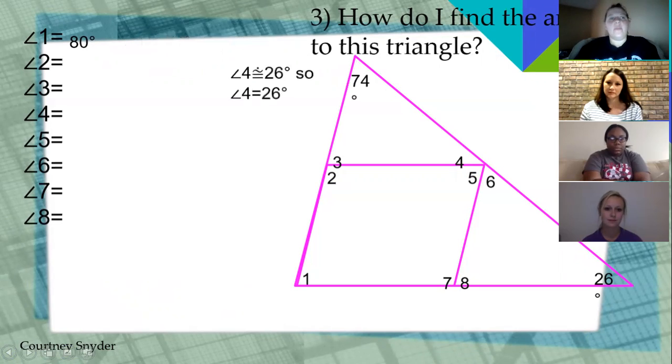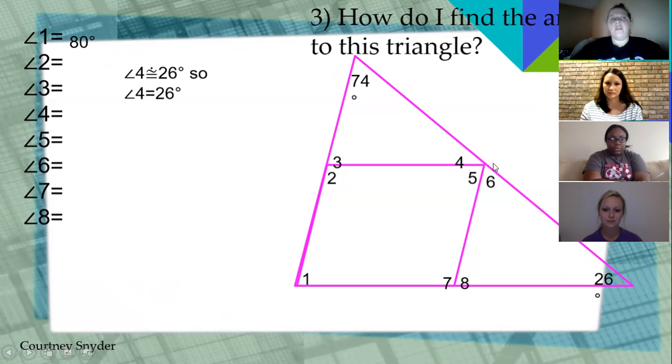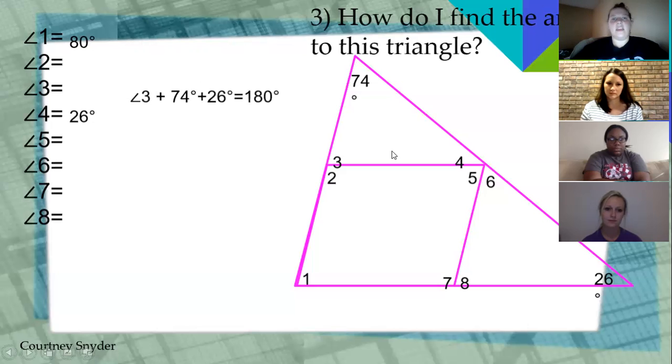Now we're going to move next to angle 4. And so we know that angle 4 is congruent to this angle right over here. And so we know that angle 4 is going to be 26 degrees as well. And now we're going to move on to angle 3. And since we already have the measurement for angle 4, and this one is given to us, we see that this is a tinier triangle, and we're going to add them all together and subtract it from 180. So angle 3 would also be 80 degrees. Another way to find that out is angle 3 and angle 1 are congruent to each other also, so they'll also be the same degree.